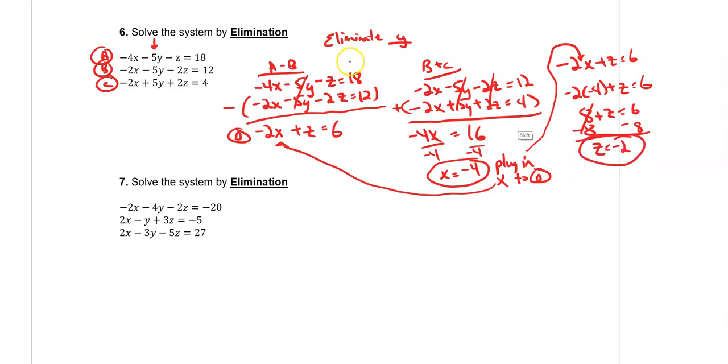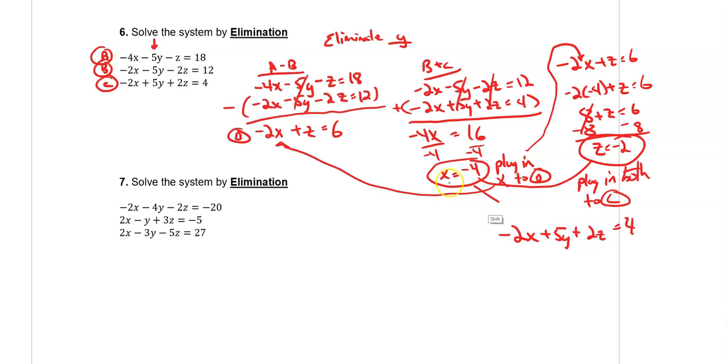So I got x and z. So I'm going to plug in both. And it doesn't really matter which one I plug it into. Let's go ahead and plug in both to C. You could have used A or B, and that would have been fine, but I'm going to plug it into C. So I got negative 2x plus 5y plus 2z equals 4. So I'm going to plug in x is negative 4, z is negative 2.